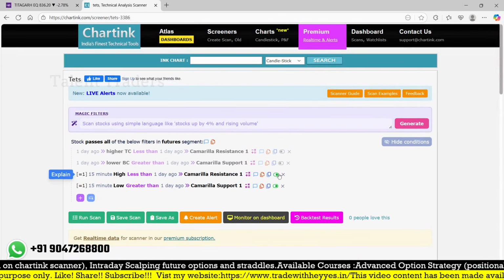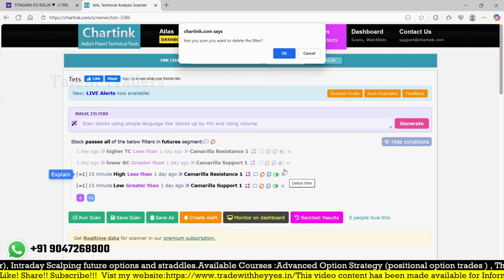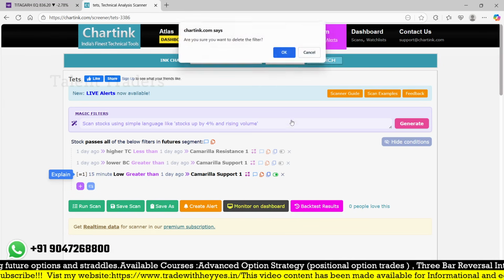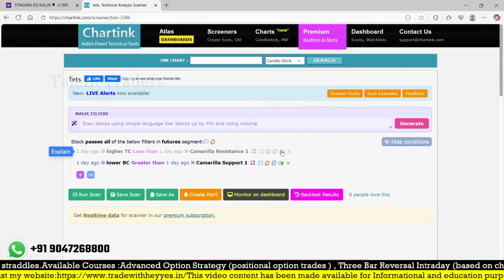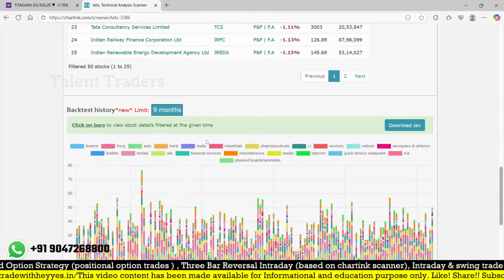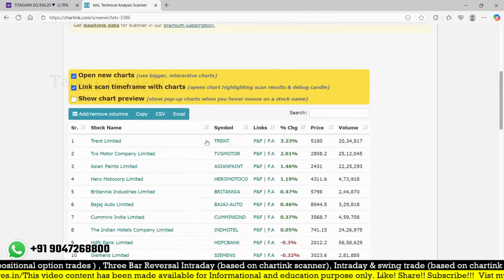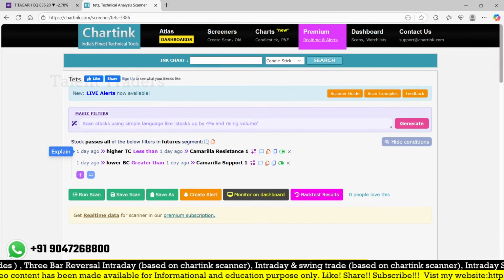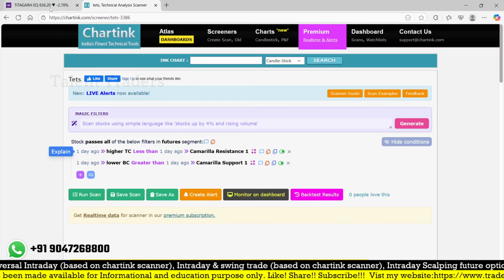But you can add whatever logic you have in mind. After finding such scanner stocks, you can add some more conditions. Almost many stocks are not possible to trade, but we can add some more conditions to find a stock which helps you find such a breakout.